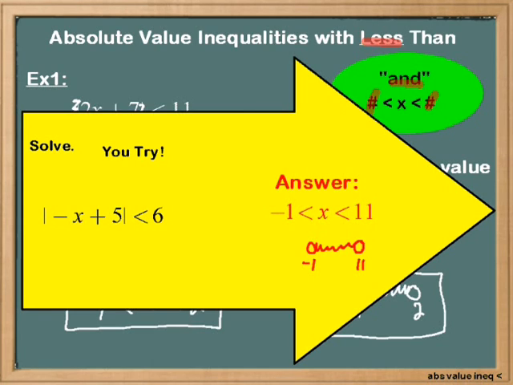Welcome back. So here's your answer. The answer is -1 is less than x, which is less than 11. You had to do some switching of the signs there, and if you graph it, it's an open circle between -1 and 11. If you have any questions on how this played out, feel free to ask us questions, and we will be happy to answer them in class.